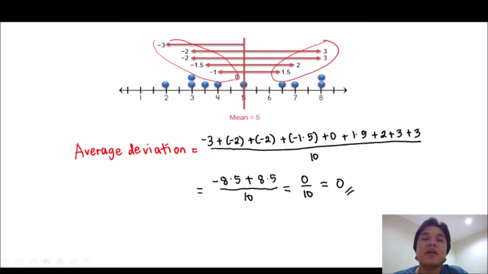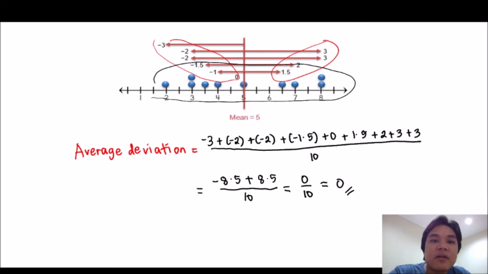It is not meaningful in our data set because, as you can see in the distribution, the scores are spread out. So we cannot say that the average deviation, or the average distance of the scores from the mean, is 0. It doesn't make sense. So what we can do is some manipulation so that we can get a better result. One way of doing this is taking the square of each deviation, so that all the negative deviations will turn into positive.